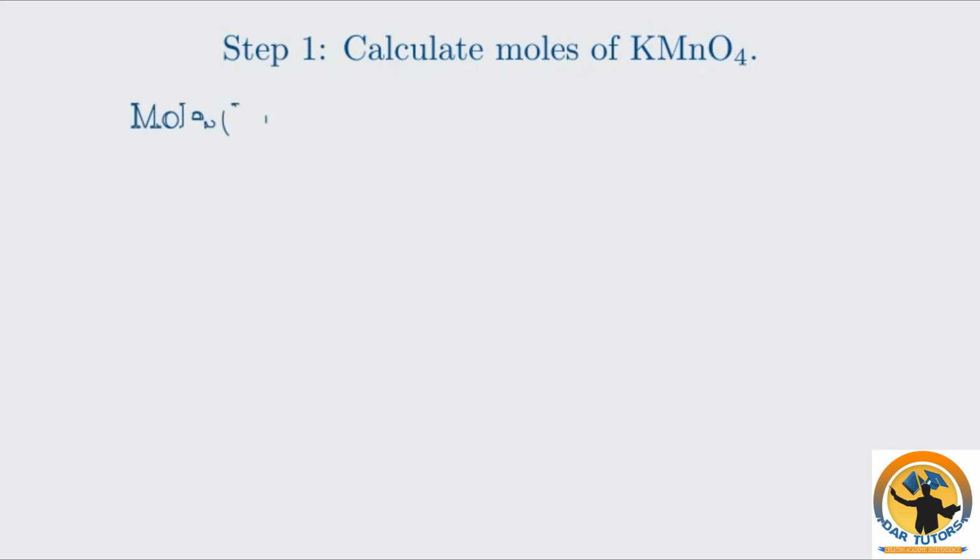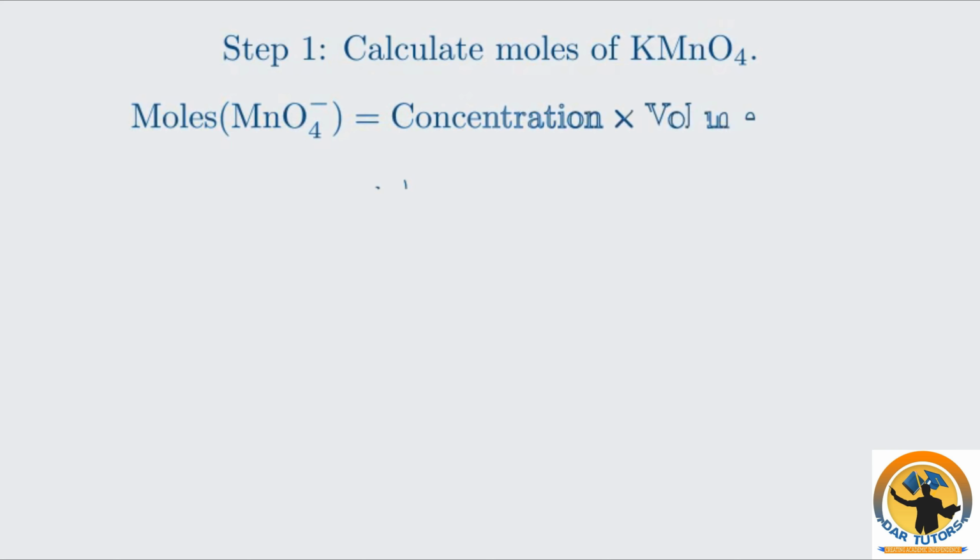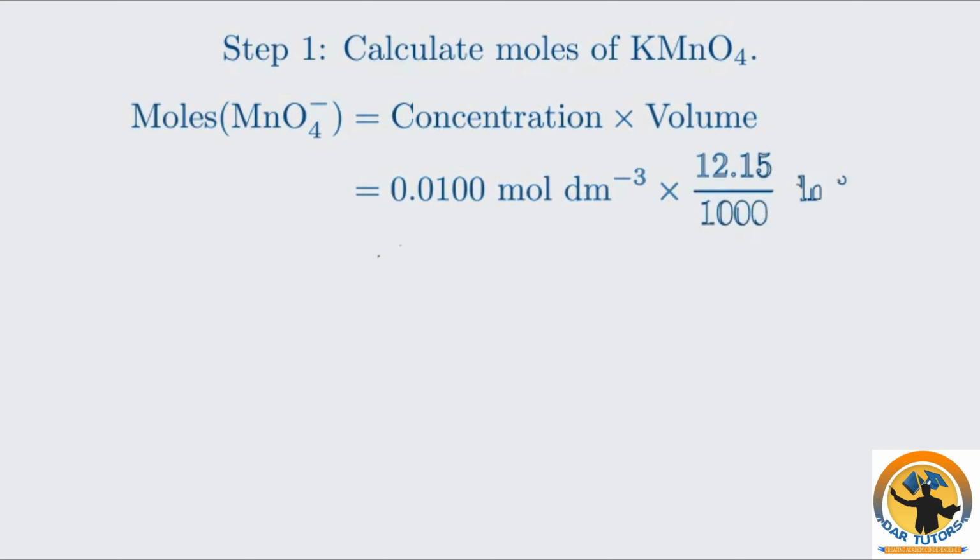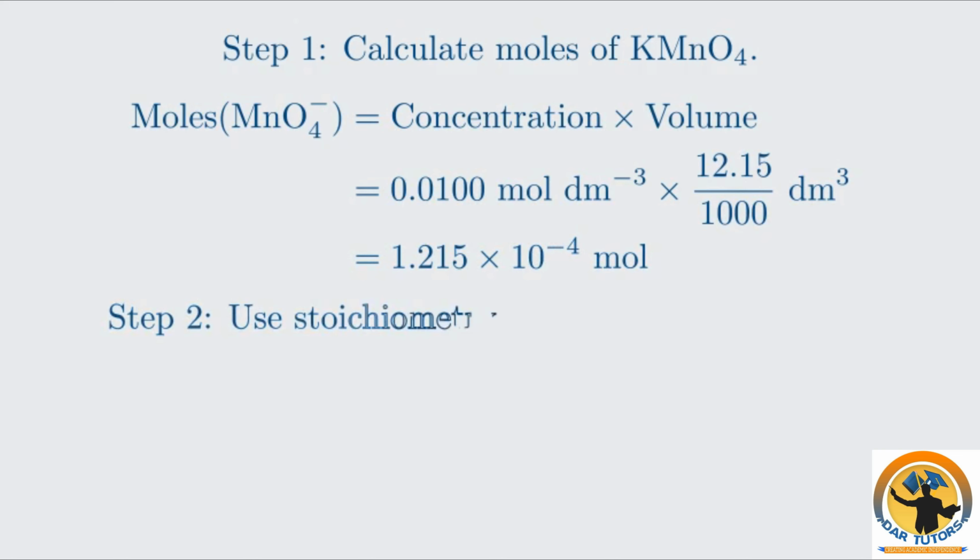Now that we have the balanced equation, we can use the titration data to calculate the percentage of NaNO2 in the sample. This is a classic quantitative problem that will always follow these steps. First, find the moles of the titrant, which is KMnO4. Moles equals concentration times volume. The concentration is 0.0100 mol per dm3, and the volume is 12.15 cubic centimeters, which is 0.01215 dm3. This gives us 0.01215 moles of MnO4-.